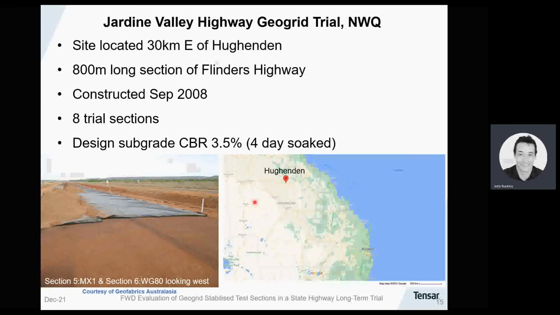The main focus of this presentation is on a trial that was done in northwest Queensland called the Jardine Valley Highway Geogrid Trial. The site was located about 30 kilometres east of Hughenden, and it was on the Flinders Highway, and the total length of the trial construction was about 800 metres. Construction was completed towards the end of September 2008, and there were 8 trial sections in total, and the subgrade conditions were based on a design CBR of 3.5 for a 4-day soaked value.